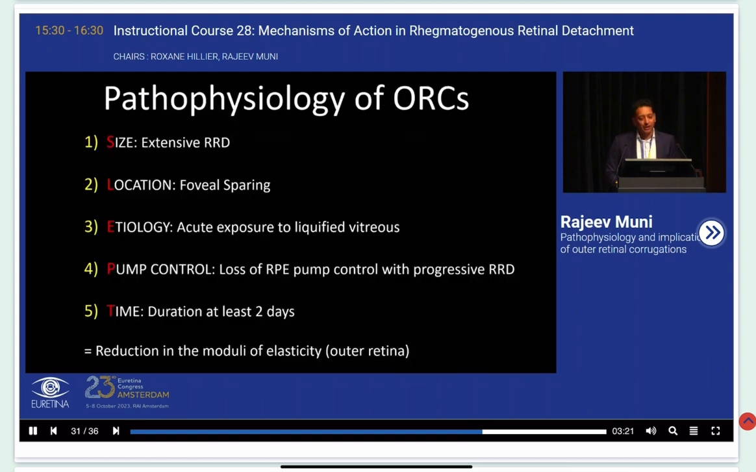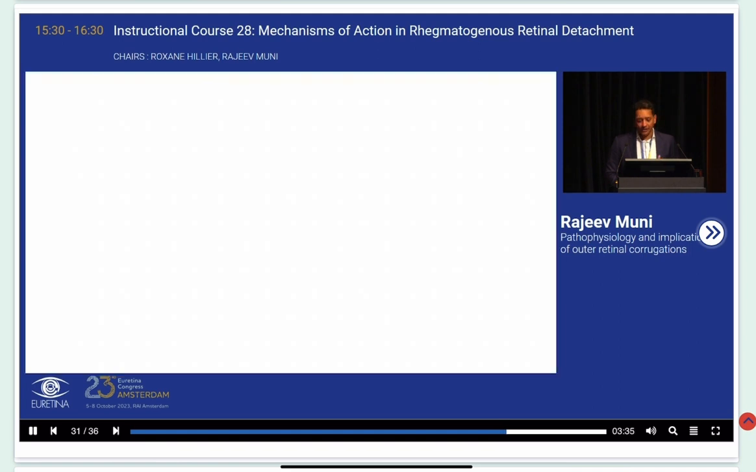And so if we look at the pathophysiology of outer retinal corrugations, you can use this mnemonic, SLEPT. It's size-dependent, location, it's foveal sparing, it requires an acute exposure to liquefied vitreous, you need a loss of pump control, and it takes at least 2 days.